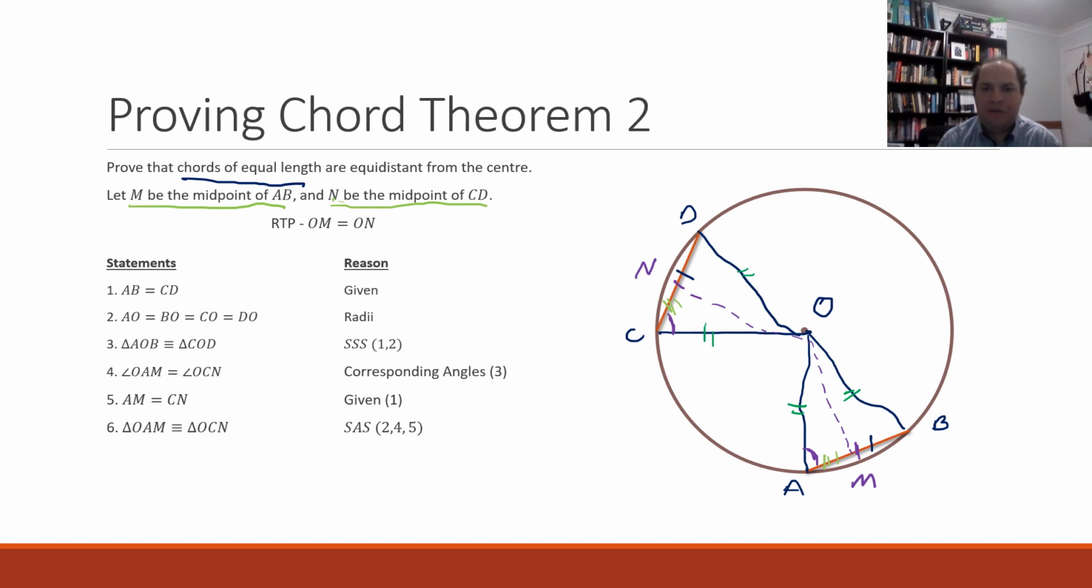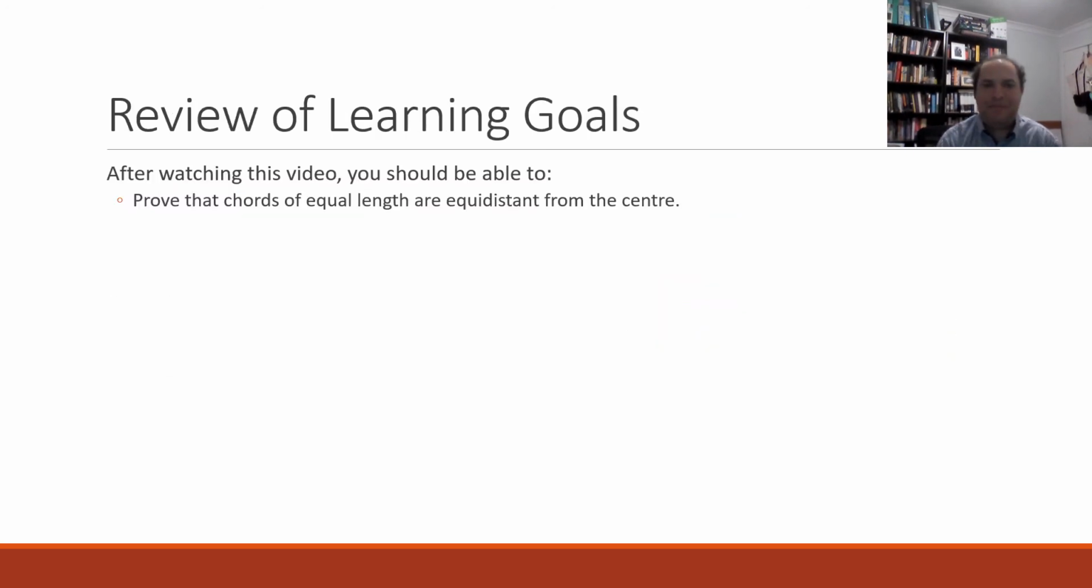Now, if those triangles are congruent, then it goes to show that corresponding sides are also equal. So OM and ON, corresponding sides, must also be equal based on the congruency we proved in step 6. That was what we set out to prove, so that proves our second chord theorem, QED. So after watching this video, you should be able to prove that chords of equal length are equidistant from the center.